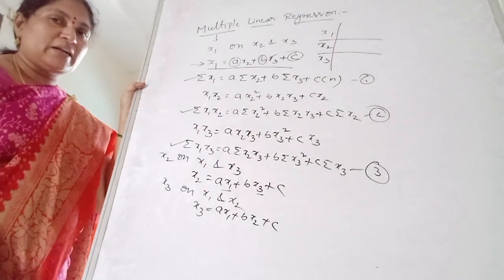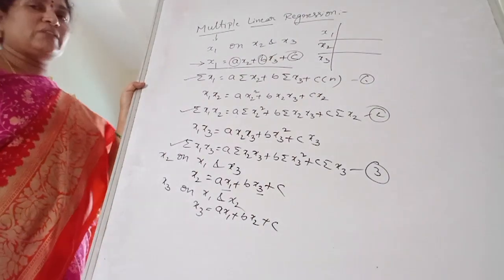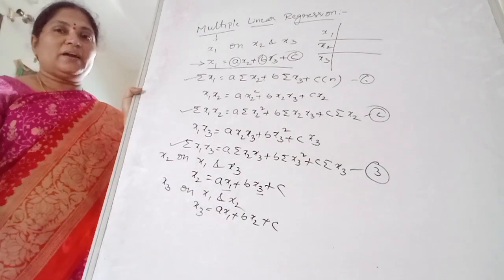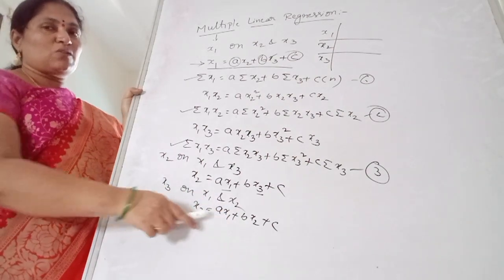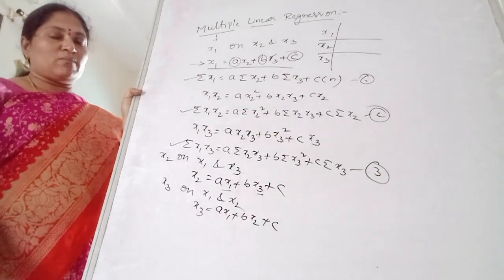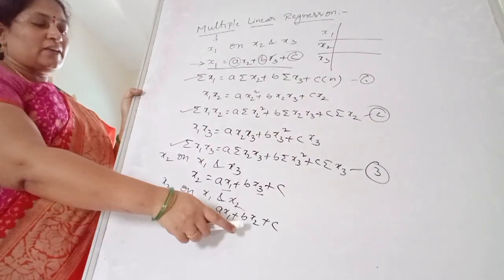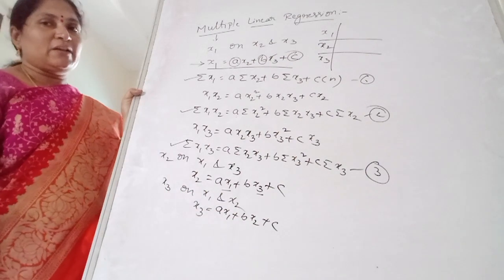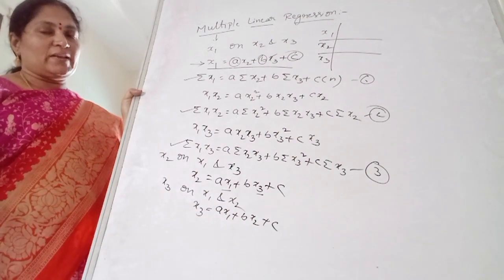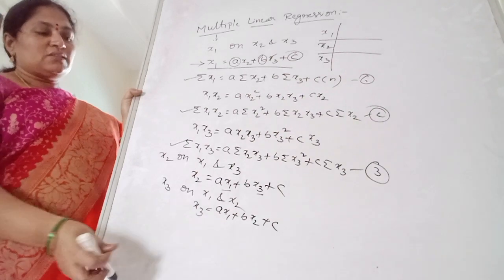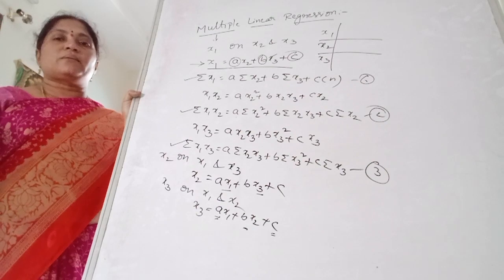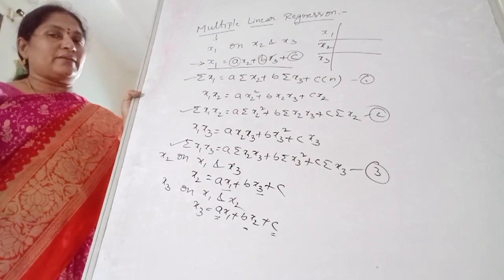After that we multiply this relation with the independent variables. What are the independent variables here? x1 and x2. First we multiply with x1 on both sides and then take summation on both sides. Then we get one of the normal equations. After that we multiply this equation with the other independent variable x2 and then taking the summation, we get another normal equation. Solve these three equations for getting the values of a, b, c. This is about the multiple linear regression.